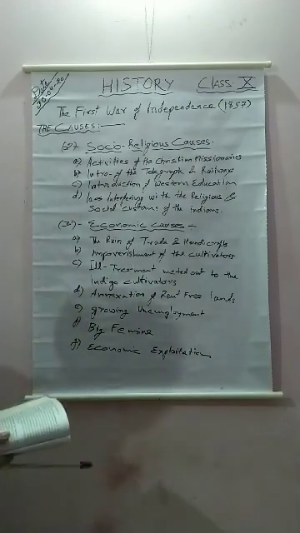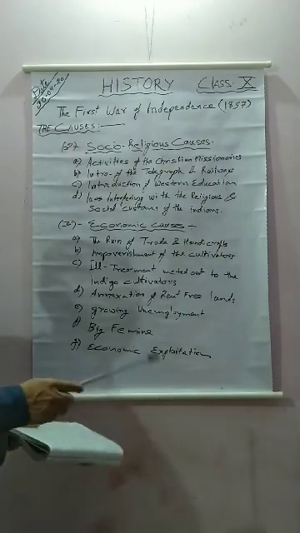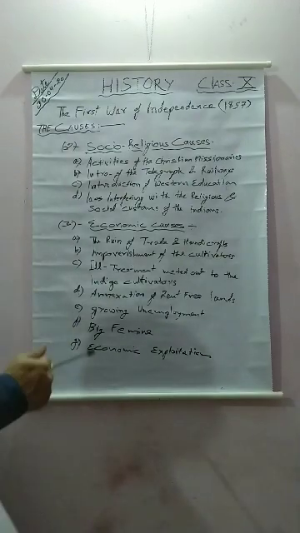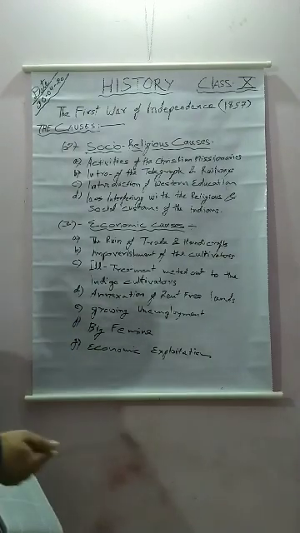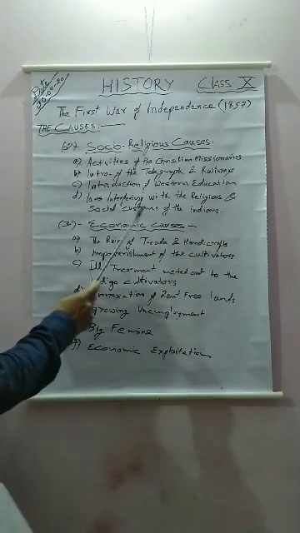Impoverishment of cultivators. The British government had introduced a number of land revenue settlements in India. Many revenues were imposed on Indians to make them poor. Therefore, Indians were not happy.